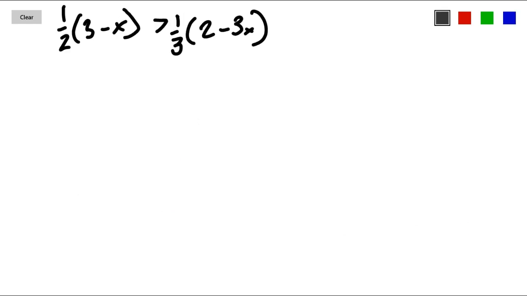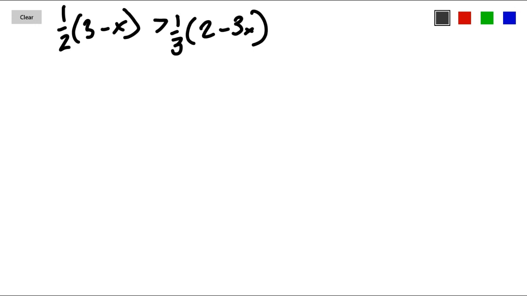This one, I have 1/2 times (3 minus x) is greater than 1/3 times (2 minus 3x). Again, the process is going to be the same. Don't let the fractions throw you off. If you have to use techniques to combine fractions together, then you can do that within the context of solving the inequality. There's layers to these types of problems.